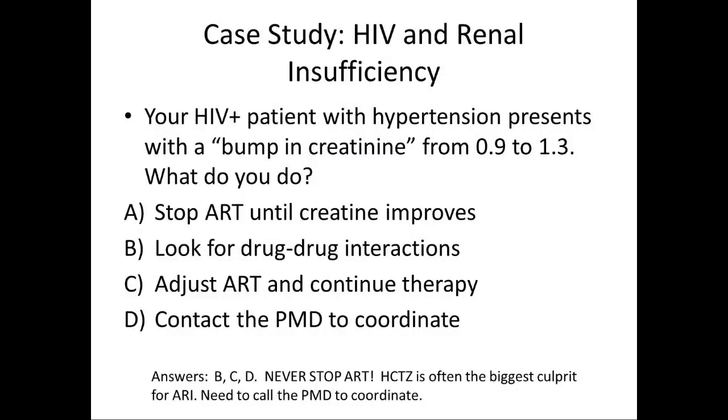So moving on, HIV and renal insufficiency. You have an HIV patient, this comes up a lot in clinic. They have a bump in creatinine. What do you do? Think to yourself what you would do. Some people want to stop the ART and let the smoke clear. Some people just want to adjust the ART. And it's actually a combination of everything. We never want to stop the ART.